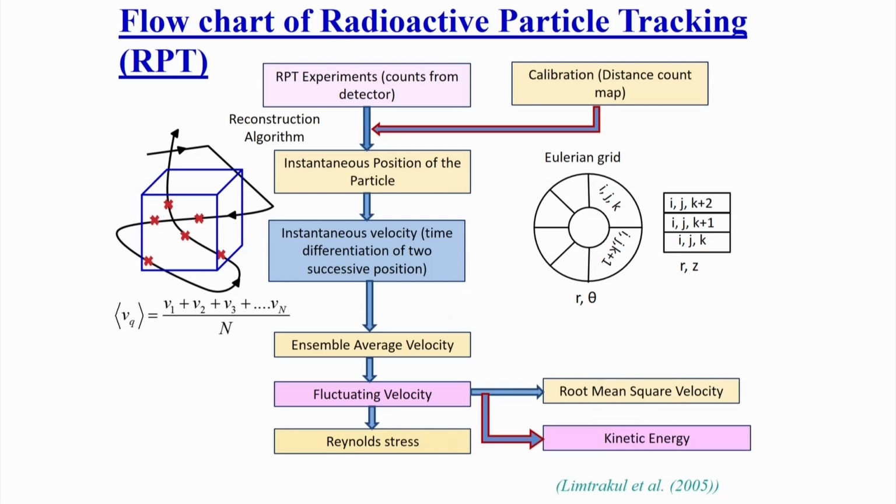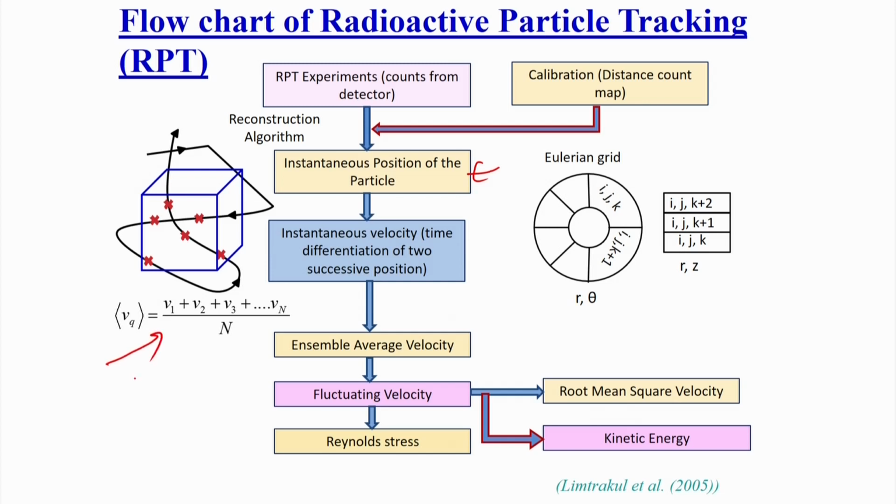What we do is we first do the detector calibration, we do the experiment, we compare these two, and we get the instantaneous position of the tracer particle. We discretize the whole column virtually in a grid of small Eulerian cells. We note down in each Eulerian cell how many times the particle comes during all the experiments. So, we get the number of times the particle visited the cell. Then we do the ensemble average.